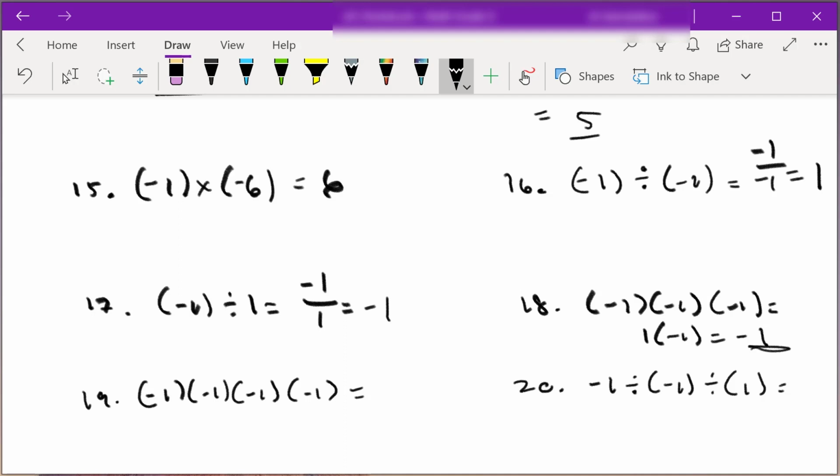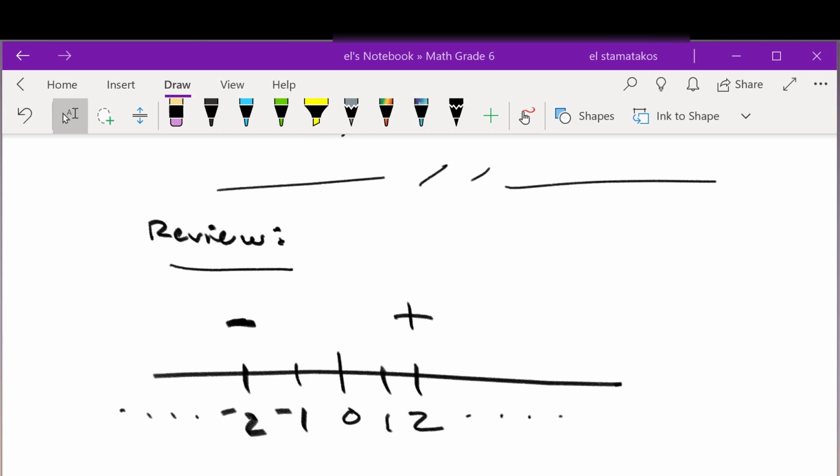Minus 1 times minus 1 times minus 1 times minus 1 could be written as 1 times 1, which is just 1. And minus 1 divided by minus 1 divided by 1 could be written as minus 1 over minus 1 over 1, which is 1 over 1, which is 1. Let us review some concepts that we learned.